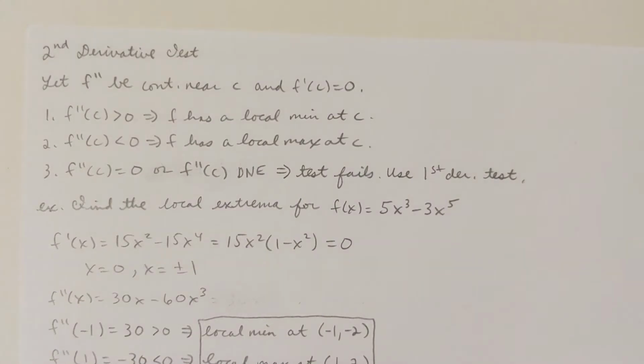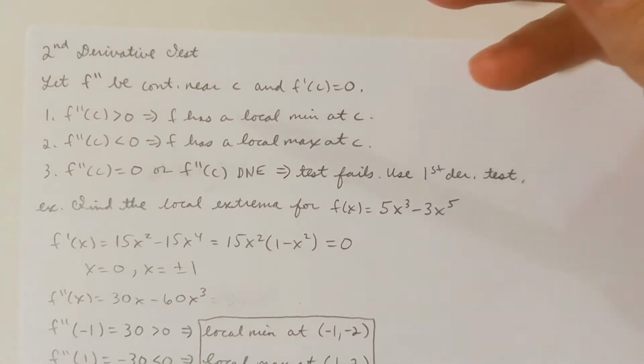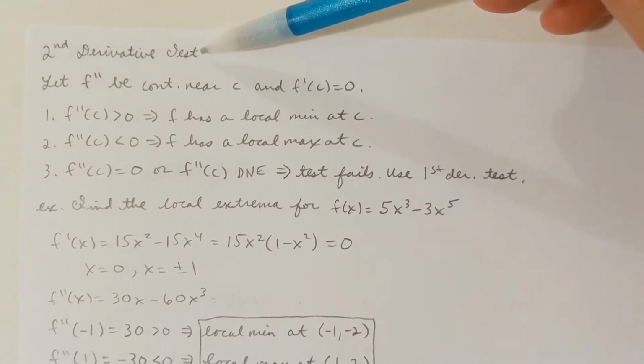Okay, I wanted to finish up section 4.3 here in this video. We're looking at how derivatives affect a graph, and so far in the section we've talked about the first derivative test and then the concavity test. Of course, if there's a first derivative test, there's got to be a second derivative test, right? And so, okay, here's the second derivative test.